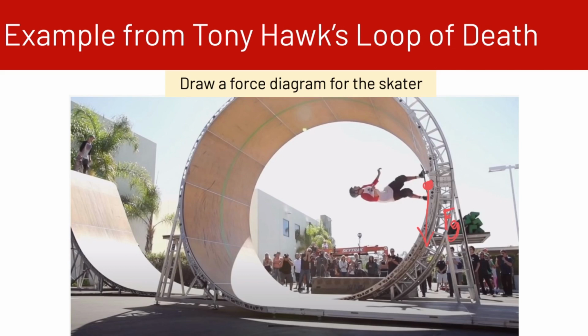Now the only other force we have is the normal force. So the skater is pressing against the ramp with the skateboard's wheels, and the ramp is pressing back against the skateboard's wheels with the normal force. So those are the two forces that are acting on the skater at this point on the ramp.